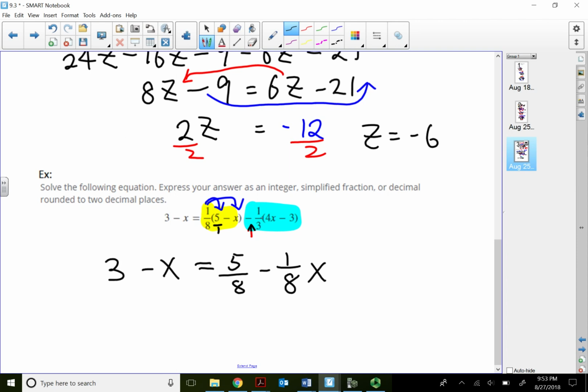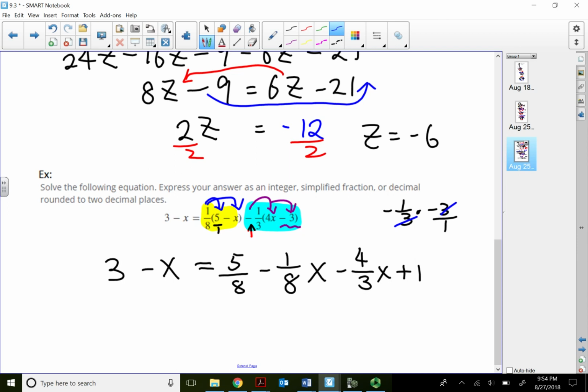All right. Negative 1/3. Let's do negative 1/3. Multiply by 4x and negative 3. So negative 1/3 times 4x is negative 4 over 3x. Negative 1/3 times negative 3 is positive 1. Negative 1/3 times negative 3 means negative 3 over 1. So top 3, bottom 3 cancels out, becomes 1. Negative times negative is positive.